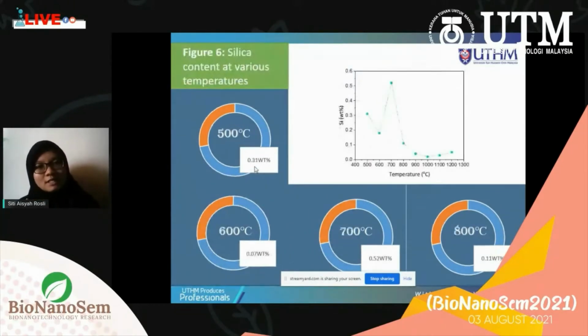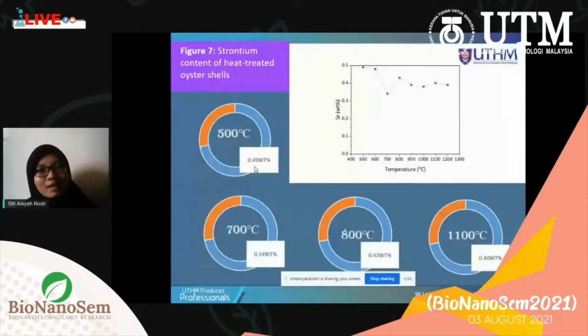And figure 6 is our silica. Silica also shows some reductions along the heat treatment process. Silica is associated with the hardness of the shells, and it is also important to synthesize hydroxyapatite. And lastly, our strontium. Strontium also shows some reductions from 500 to 1200 degrees Celsius. Strontium is an important element to improve the mechanical properties of hydroxyapatite.